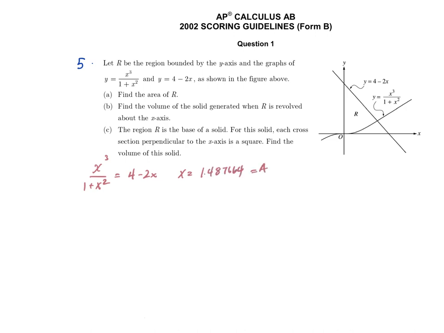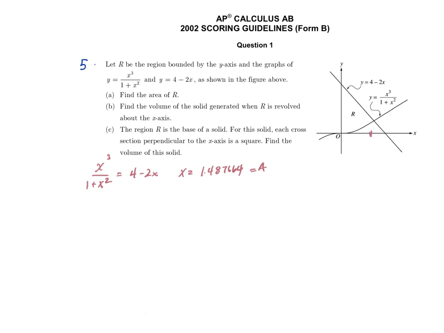7664, and again, we're going to call that A. So that's that point right there. So find the area. We're going to do upper minus lower, so 0 to A, and then 4 minus 2x minus the other curve, which is x cubed over 1 plus x squared, dx. Okay. And then we're going to go ahead and just put that in the calculator. You get 3.214.